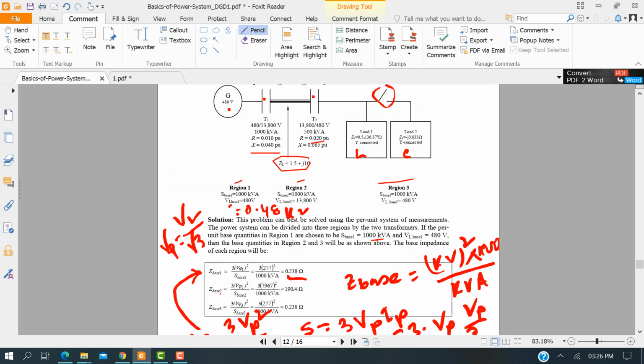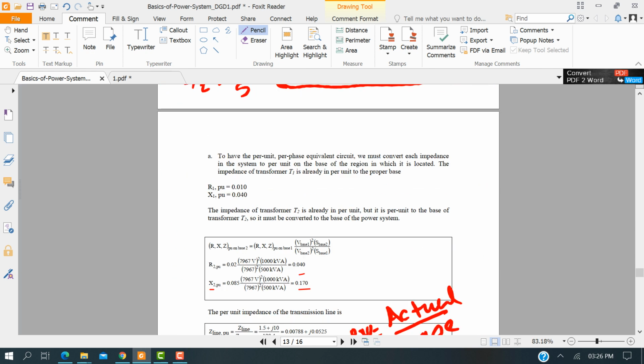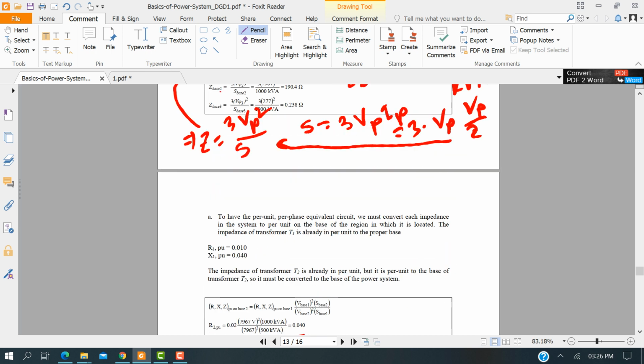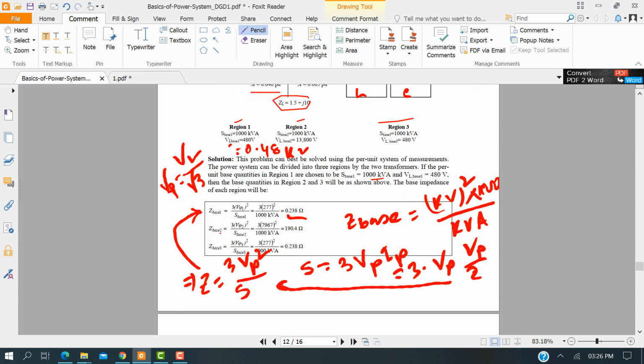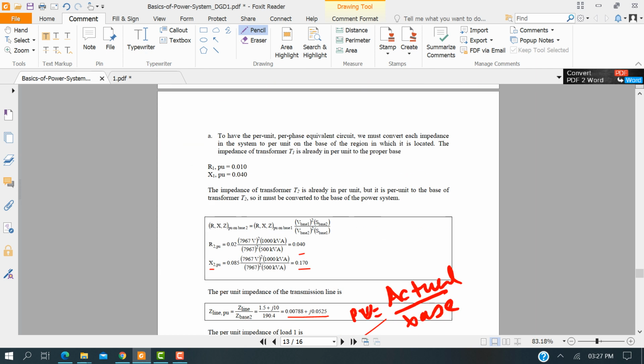Now we have to go on to the load. Here the load is Z with the angle theta given. Then for load 1, what is the actual value, and what is the per unit value? The same formula applies. Since the load is in region 3, the base value for region 3 is 0.238.